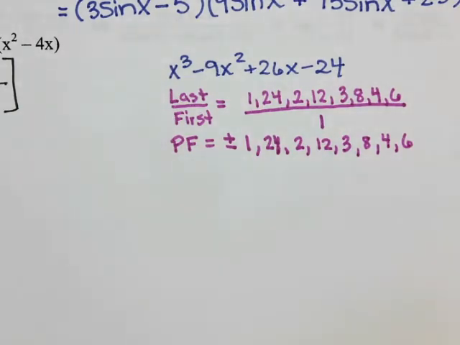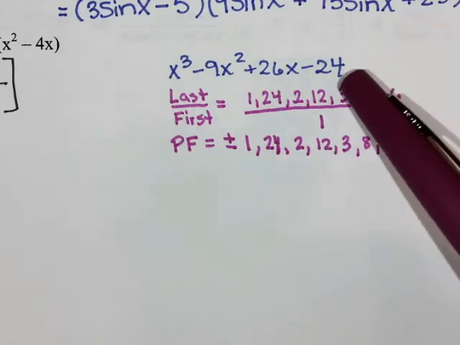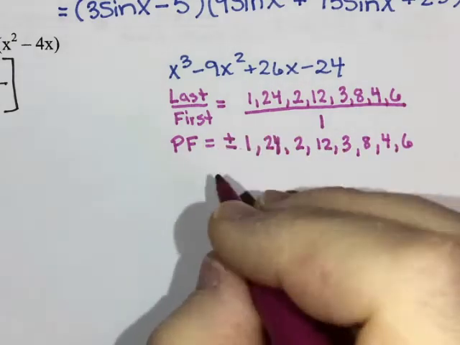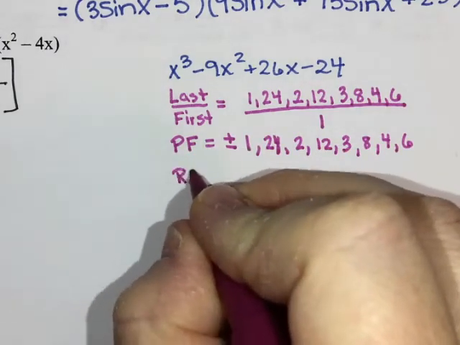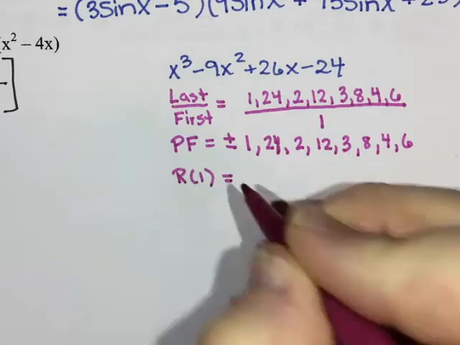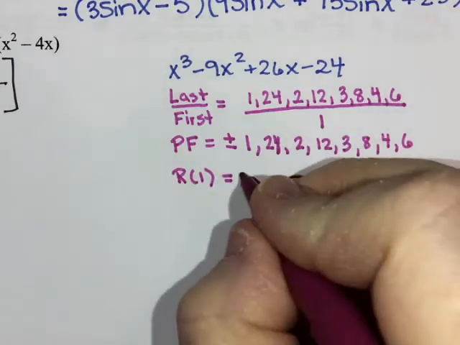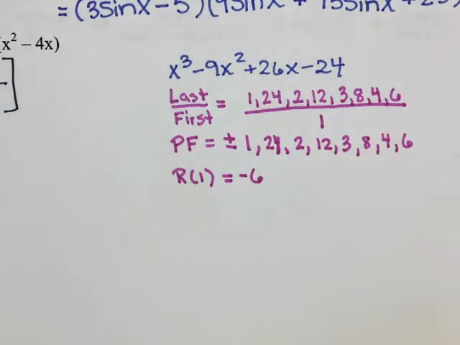So what I want to do is just pick some numbers and test until I find one that gives me a remainder of 0, and then I'll know that I found a factor. So I'm going to start with 1, although I'm not thinking 1 is going to work. So if I have 1 to the power of 3 minus 9 times 1 to the power of 2 plus 26 times 1 minus 24, I get negative 6. That's not a 0. I need to keep going.